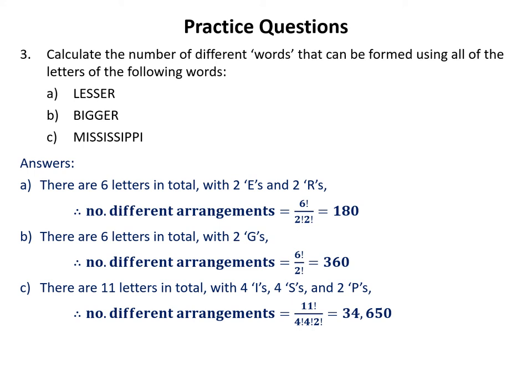And finally, with Mississippi, we have 11 letters in total. There are 4 I's, 4 S's, and 2 P's, so the number of arrangements equals 11 factorial over 4 factorial, 4 factorial, 2 factorial, which equals 34,650.